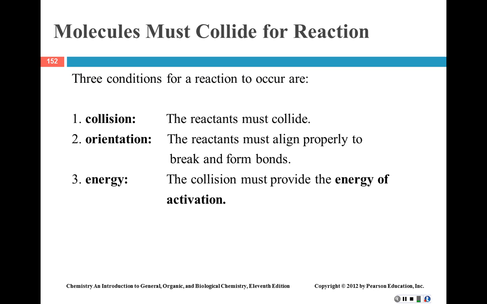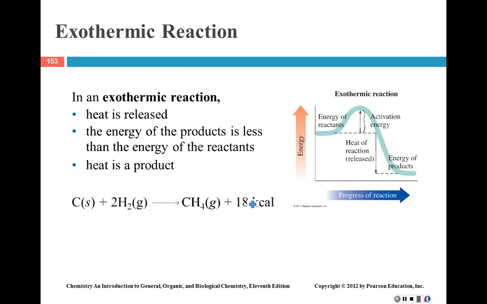There are three conditions in order for a reaction to occur. Number one, they have to collide with each other, that is, they have to bump into each other. And when they bump into each other, they have to have the right orientation. That is, they have to hit just at the right angle so that they will align and the bonds can form, or break, depending on what they're doing. And then finally, the collision must provide something called the energy of activation. So this reaction, whatever it is, has to be activated in some way through energy.